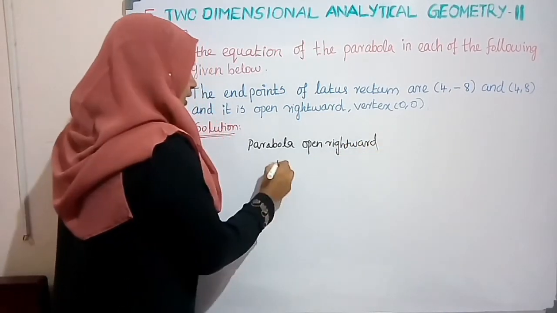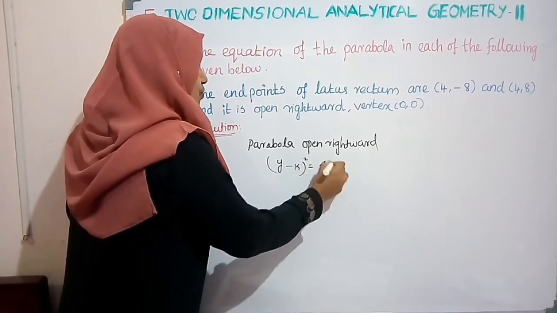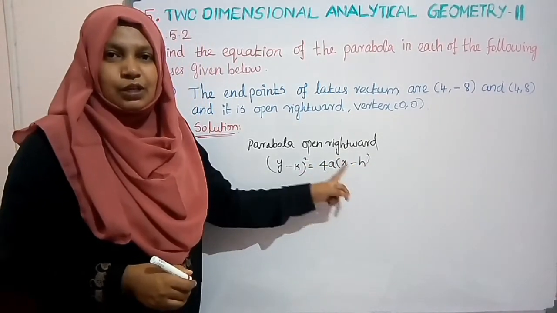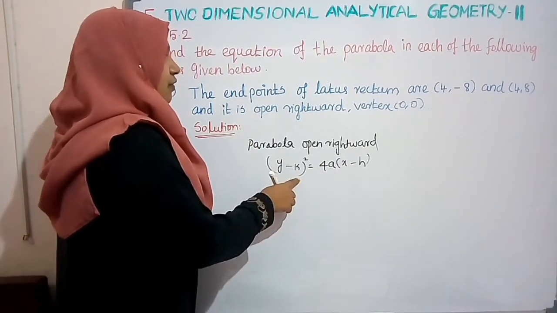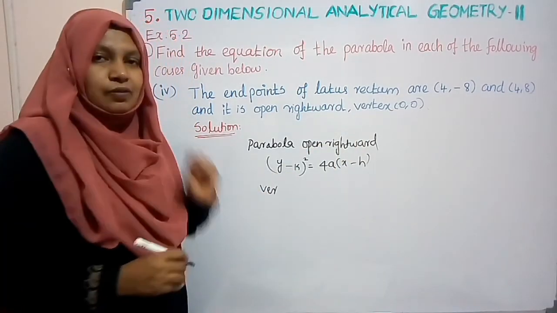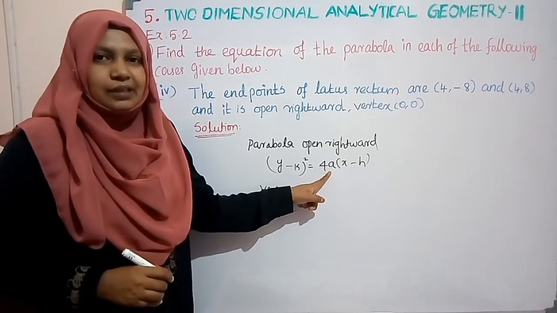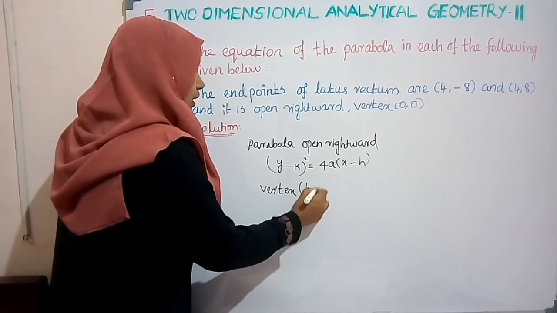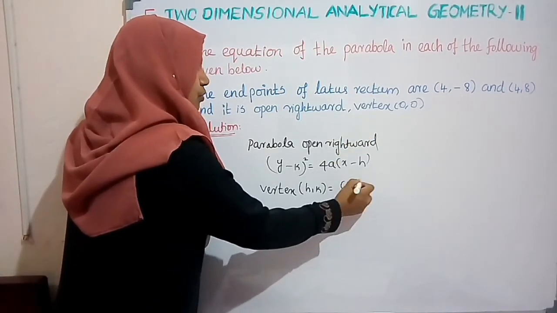It is (y minus k) the whole square is equal to 4a into (x minus h). We should write the equation of the parabola opening rightwards. In this equation, we can substitute the vertex (h, k). First, you should always substitute the vertex value. After that only, you should find the value of a. So, the vertex (h, k) is equal to (0, 0).